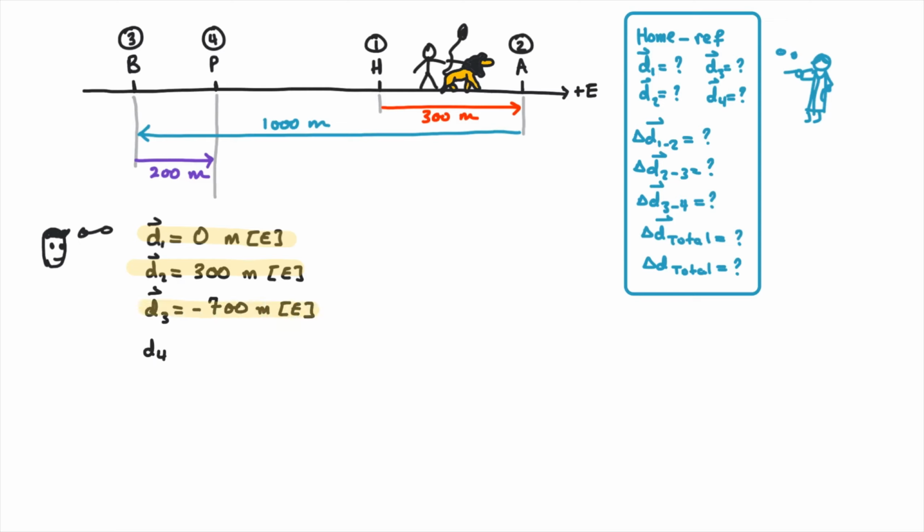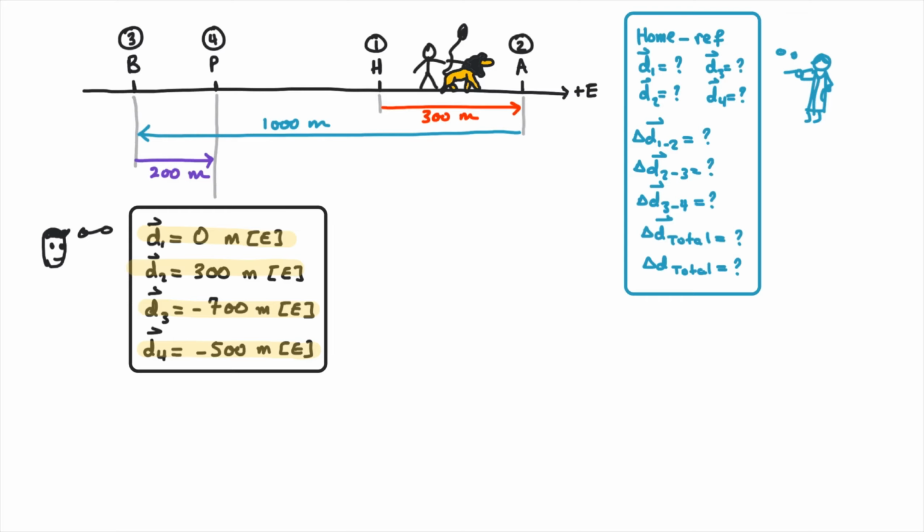Finally, the pet store or position 4 was 1,000 minus 200 minus 300 or 500 meters west of the reference point. This could also be written as negative 500 meters east.